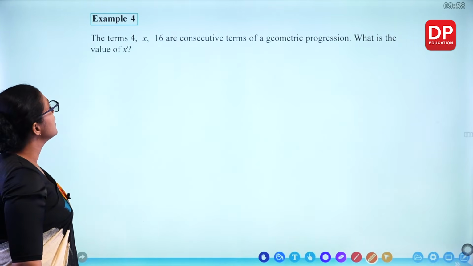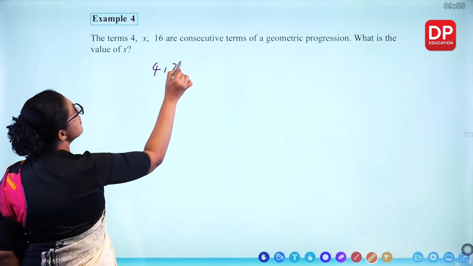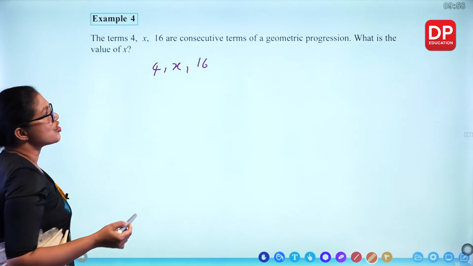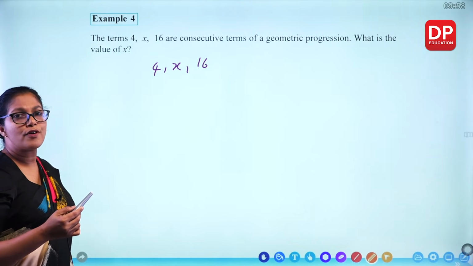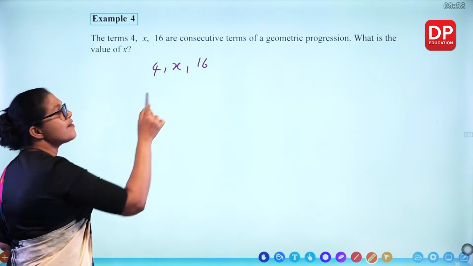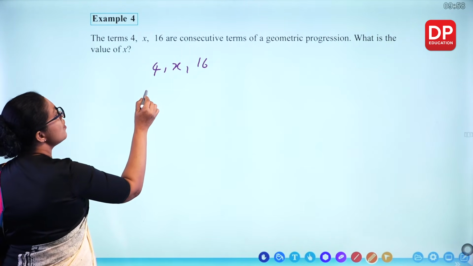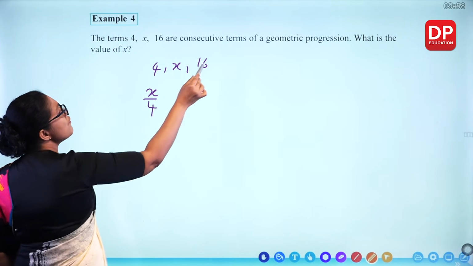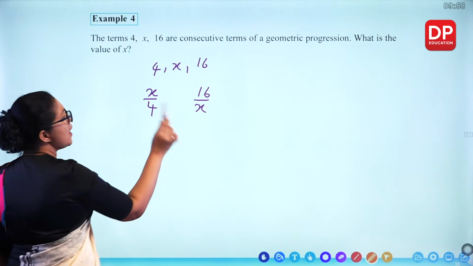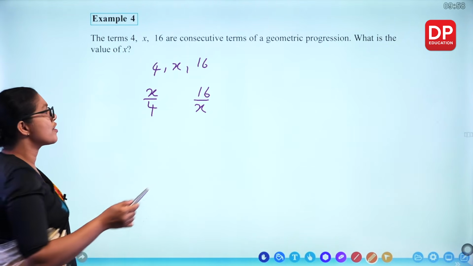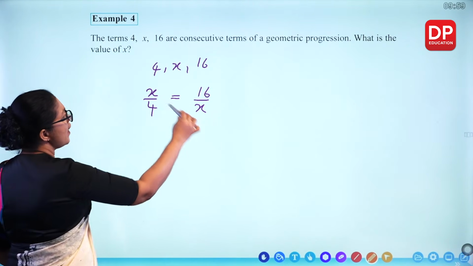Example number 4. The terms 4, x, 16 are consecutive terms of a geometric progression. What is the value of x? We know if it's a geometric progression, the common ratios are equal. So what's the common ratio if you take these two? x divided by 4. If you take these two, what's the common ratio? 16 over x. But if this is a geometric progression, these two are equal. Then you can solve for x.